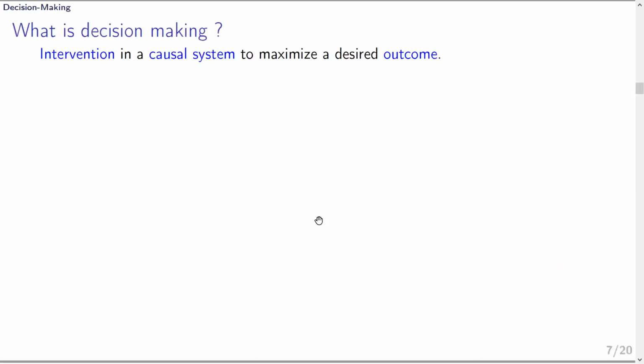Okay, so what about decision making? How could that be useful for decision making? So what is decision making? To me, decision making is making an intervention in a causal system to maximize a desired outcome, right?